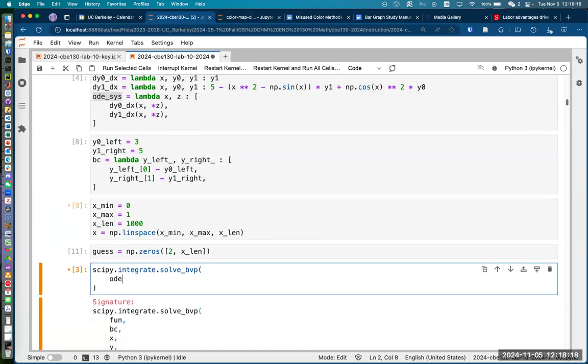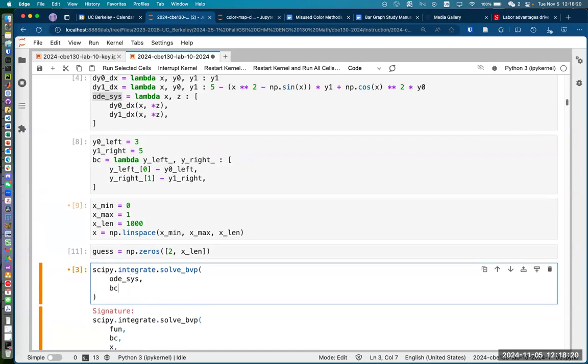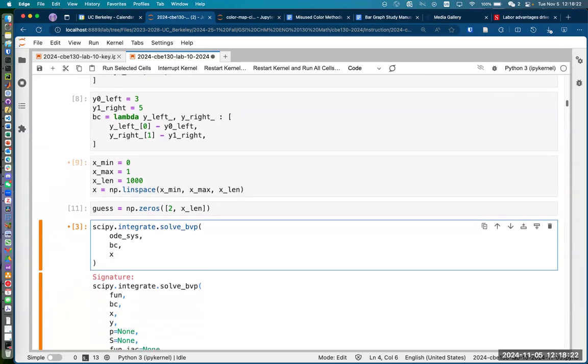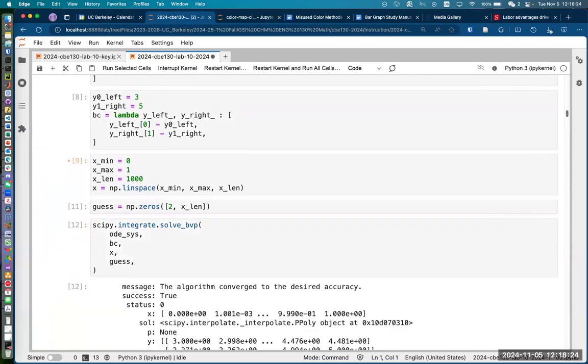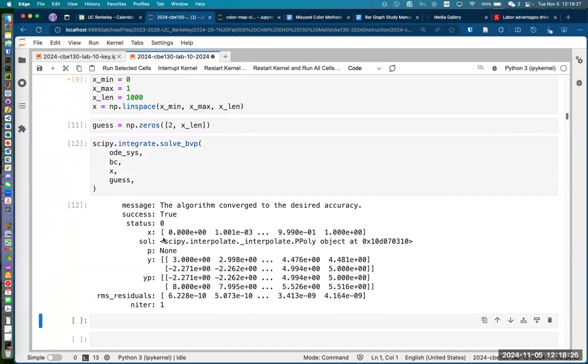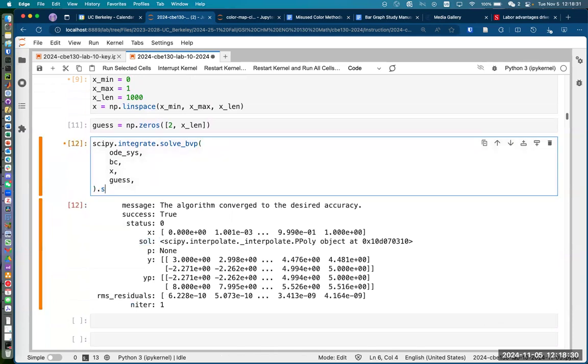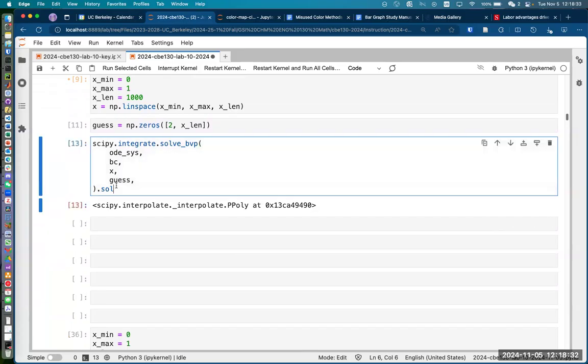And then we can substitute everything into solve BVP. So we have the function for the system, boundary condition, the x, and the initial guess. And what we care about is the solution. So dot solve will give us a function. So we can assign this as the SciPy BVP solution.